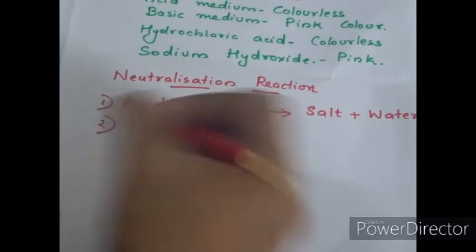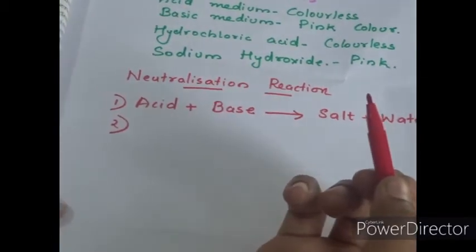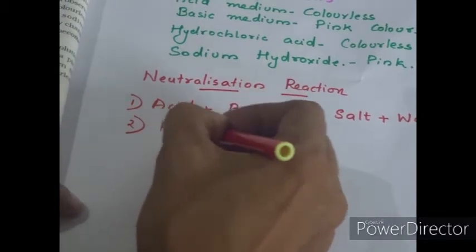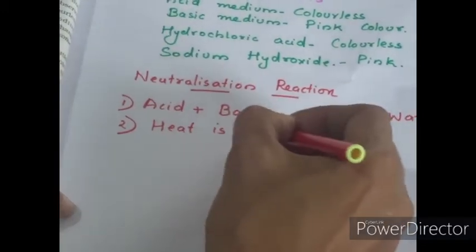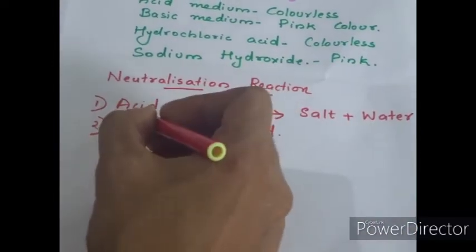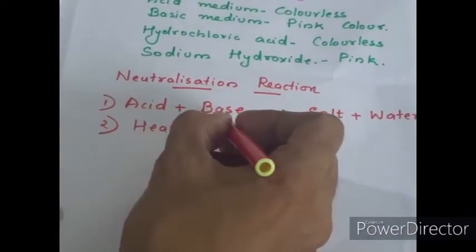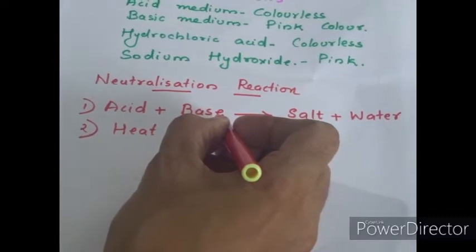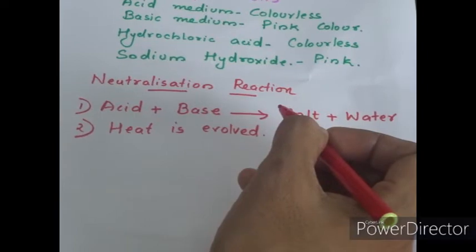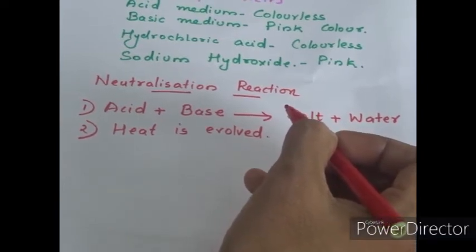The second point regarding neutralization reaction is, in a neutralization reaction, heat is evolved, which means when hydrochloric acid reacts with sodium hydroxide in a test tube, when you touch the test tube, you can feel a slight heat in it.